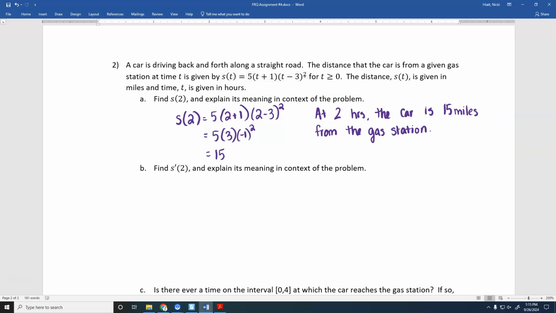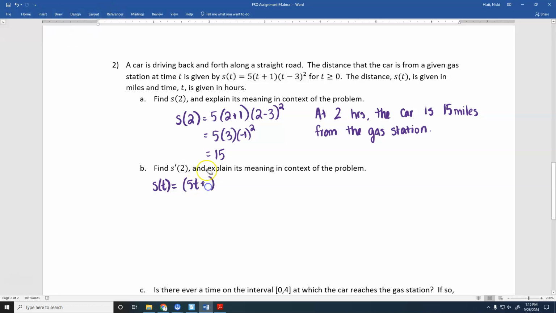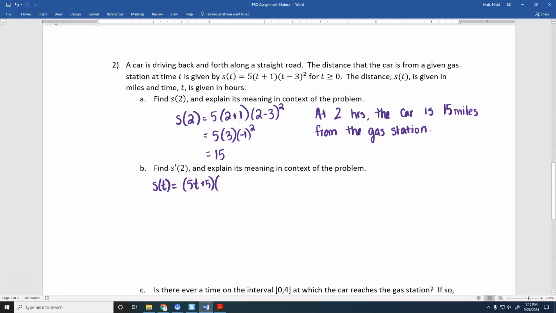So you're going to distribute that 5. Right now we're not taking the derivative. It's still S of t. So you'll have, but the 5 only goes to the t plus 1. It can't go to both things. So you'll have 5t plus 5, right there. Fix that. And then we'll have, I'm going to go ahead and expand this, t squared minus 6t plus 9.